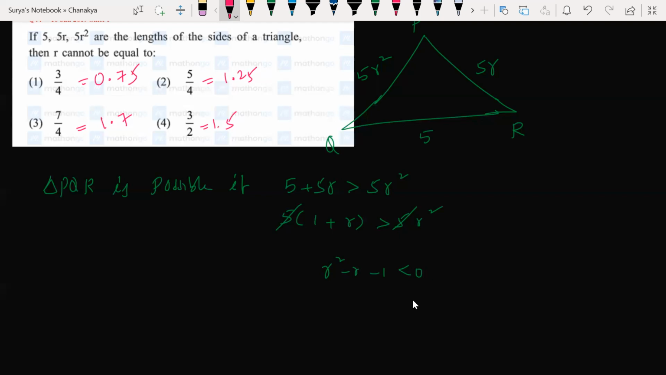I think 1.7 it can't be. 1.7, look, beta, this is 0. 0.7, 0.49, 0.7, 0. This is correct. This can be. This also can be. I think 1.7, 7 by 4, I think so.